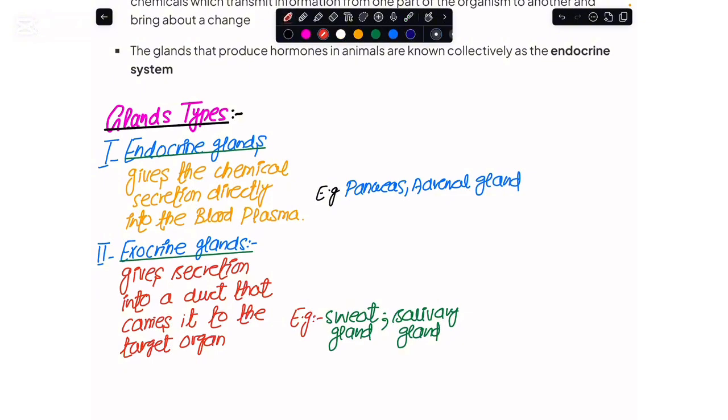If you remember the alimentary canal, here we have the mouth, and in the mouth we have the upper jawbone and the lower jawbone. At the back side of the lower jaw, we have the salivary gland, and the salivary gland takes the saliva into the mouth with the help of a tubular structure, the salivary duct. So the saliva does not get into the blood directly, but enters the mouth with the help of this duct. These exocrine glands are duct-containing glands, and the endocrine glands are ductless glands because they give their chemical secretion directly into your blood plasma.